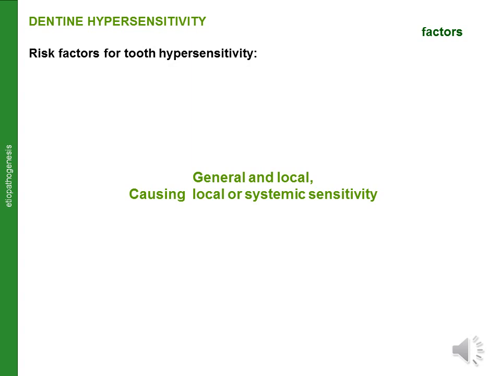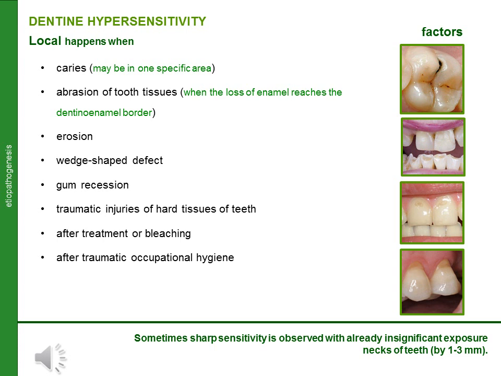Risk factors for tooth hypersensitivity. They may be general and local, causing local or systemic sensitivity. Local factors: caries in one specific area, abrasion of tooth tissue when the loss of enamel has reached the dentin border, erosion, wedge-shaped defect, gum recession, traumatic incisure of hard tissue of teeth, after bleaching treatment, after traumatic professional hygiene. Sometimes sharp sensitivity is observed with an insignificant exposure of necks of teeth by from 1 to 3 millimeters.